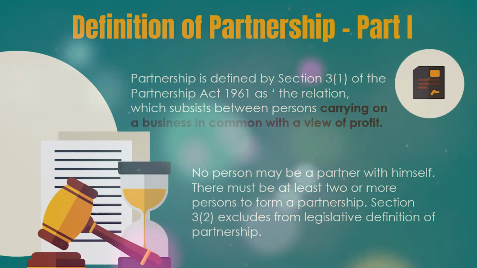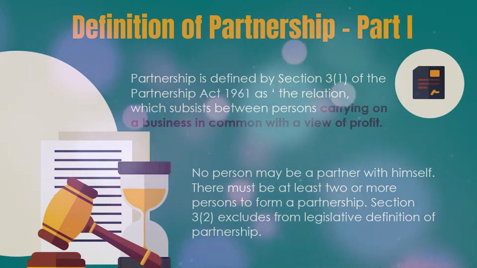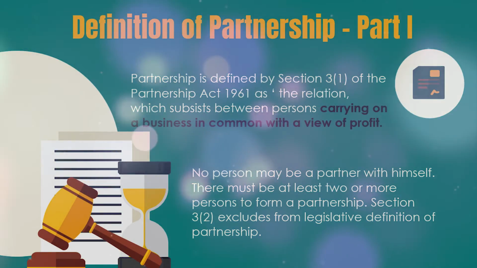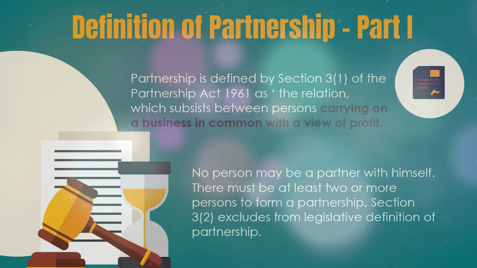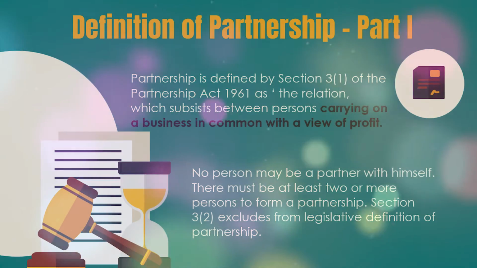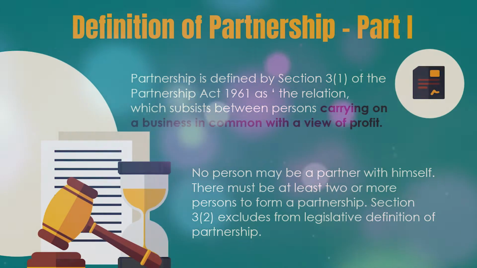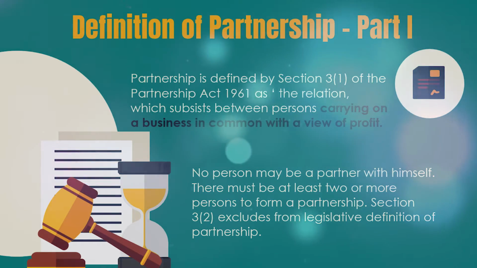Partnership, however, does not include clubs, societies, mutual benefit organizations, and building societies. Section 3 of Clause 2 of the Partnership Act 1961 states that no person can be a partner by himself, and at least two or more persons are required to form a partnership.